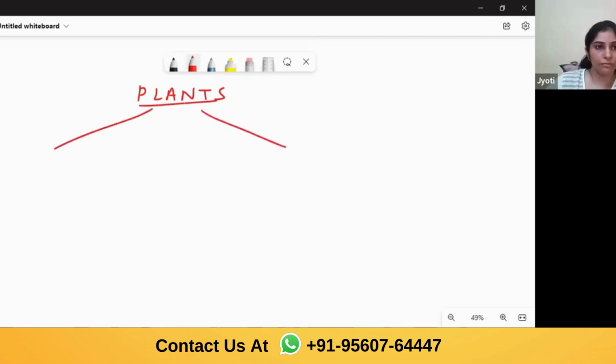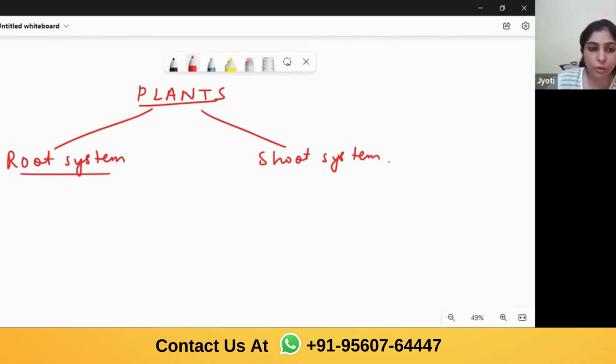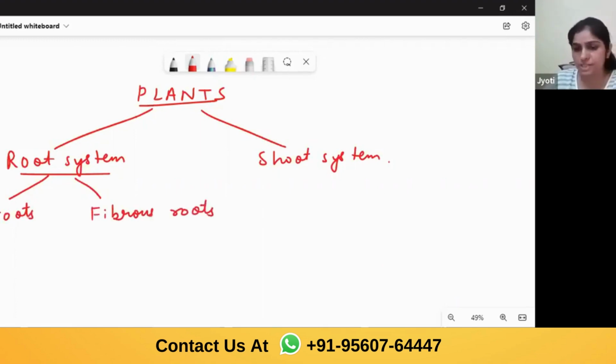Now plants. Okay, now shoots, coming to the root system. Now the root system, or the roots, are divided again into two types. One is known as tap roots and the other one is known as fibrous roots. Now please understand what is the difference between the two.